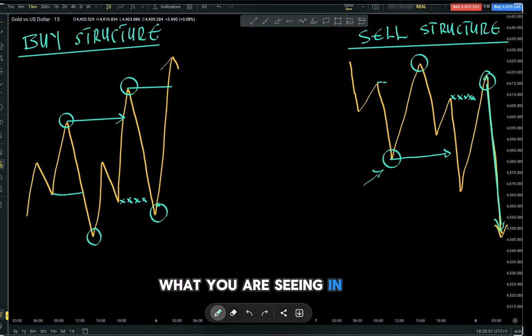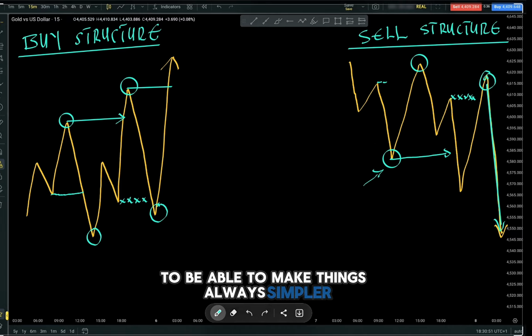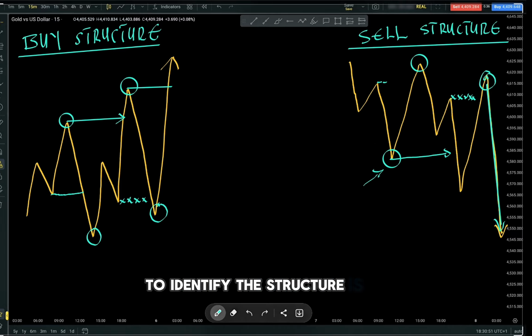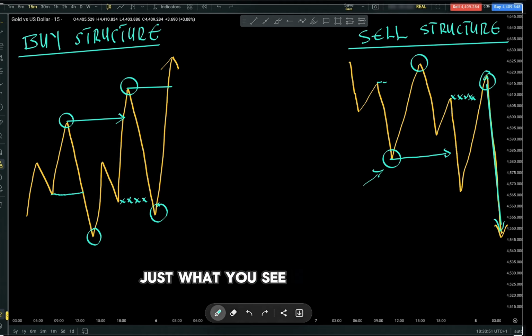What you are seeing in M15 is going to be different in H1. It's going to be different in H4. To be able to make things always simpler to identify the structure, it is just what you see is what you get. Don't complicate it.